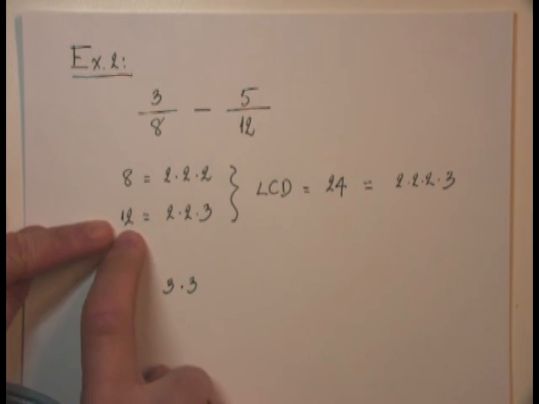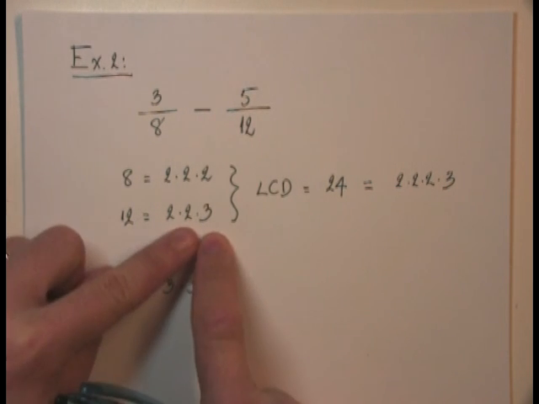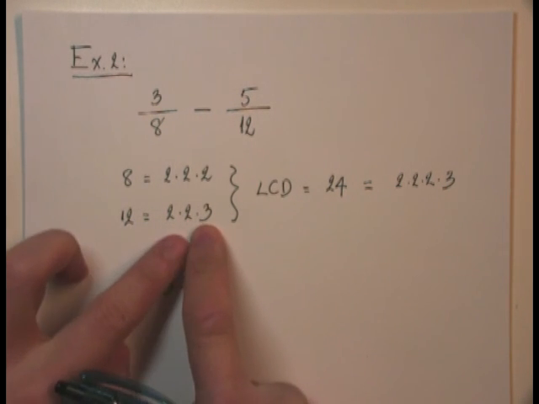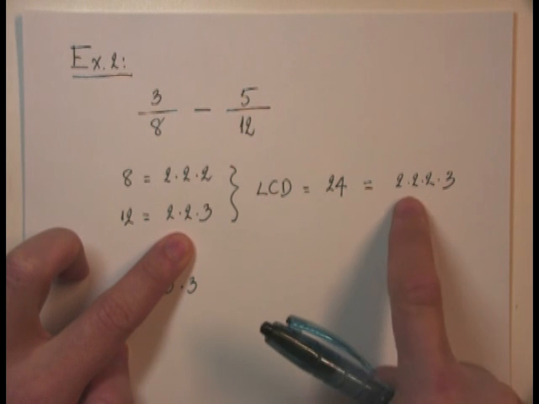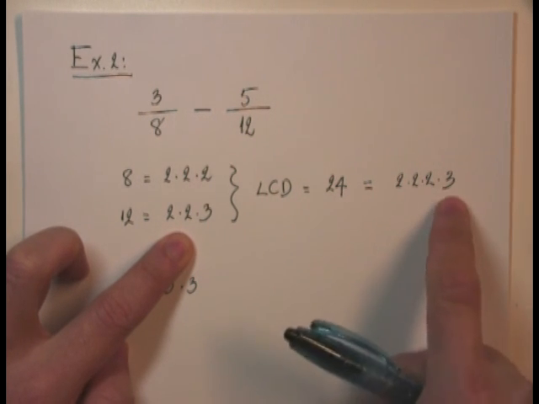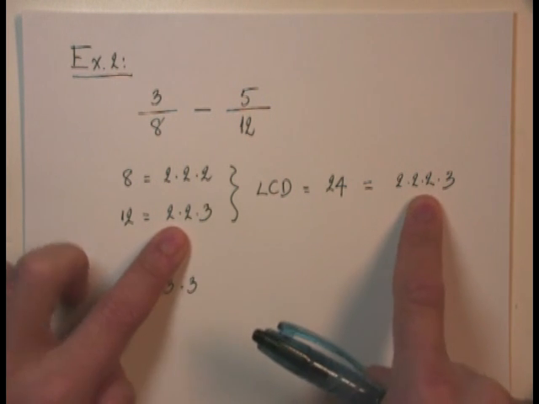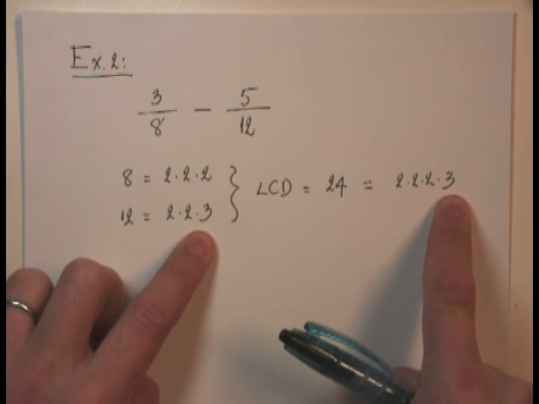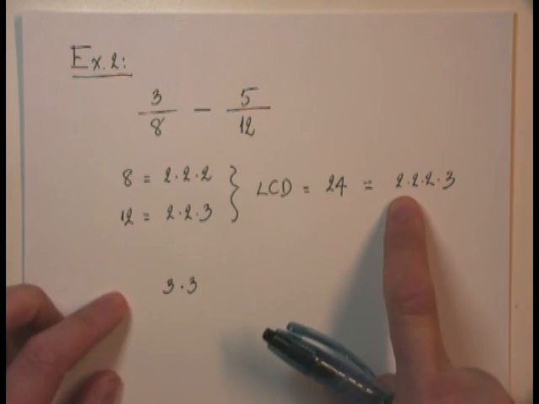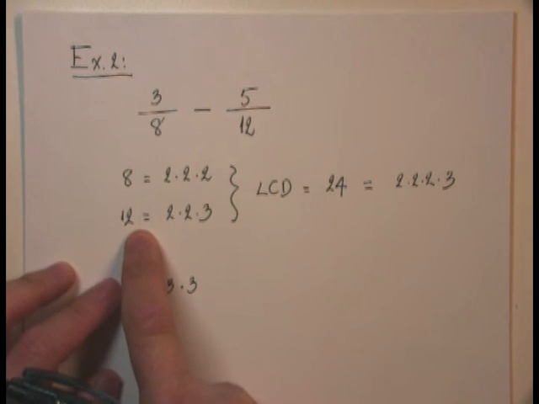And the next denominator, 12, has the prime factors 2 times 2 times 3. If I'm comparing that to the LCD, which has prime factors 2 times 2 times 2 times 3, what I notice here is the two 2s are common, and the 3 is common, but not that extra 2. So this extra 2, in other words, is not part of the prime factors of 12.